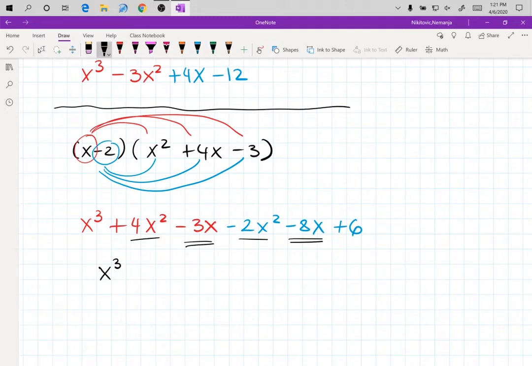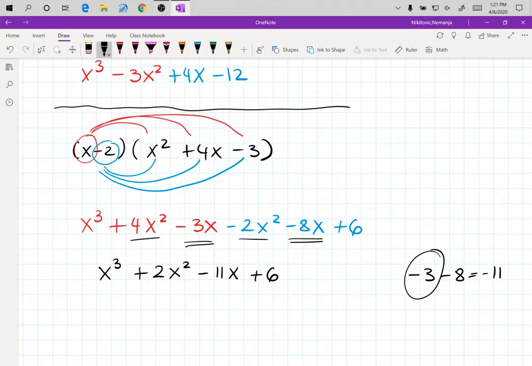So x cubed is first, then 4x squared minus 2x squared gives me positive 2x squared, and then minus 11x, and then plus 6. Negative 3 minus 8 is negative 11, right? Because it was negative, and then you made it worse. You made it more negative, so we went into negative 11 right there.